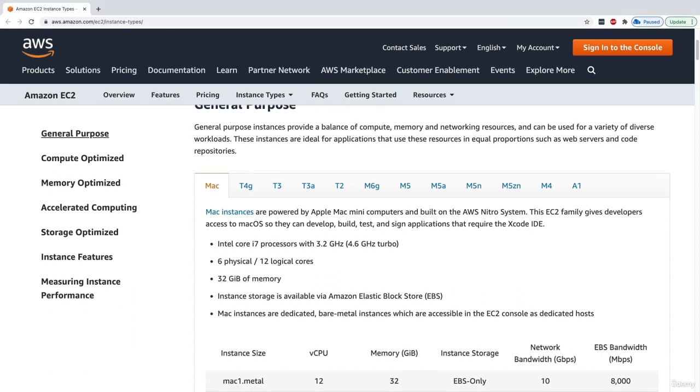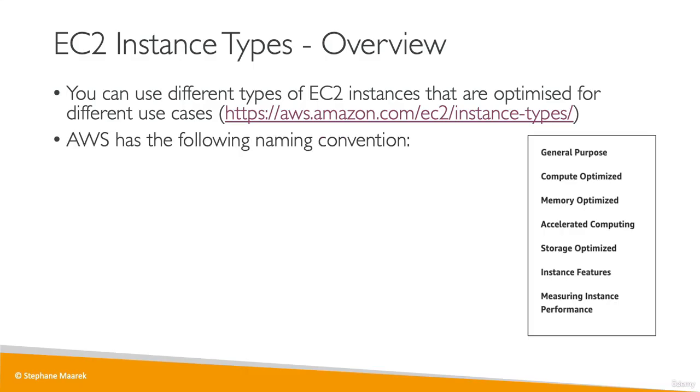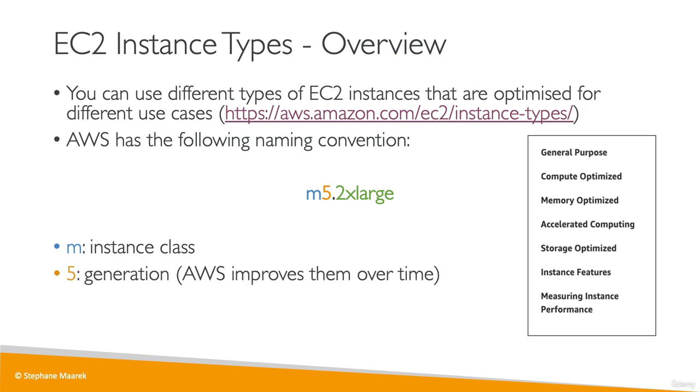What I'm going to do though is walk you through a high level overview of how they work in AWS. AWS has the following naming convention. For example, we'll be talking about an M5.2xlarge type of instance. What does that mean? M is the instance class, and in this case it is a general purpose type of instance. 5 is the generation of the instance.